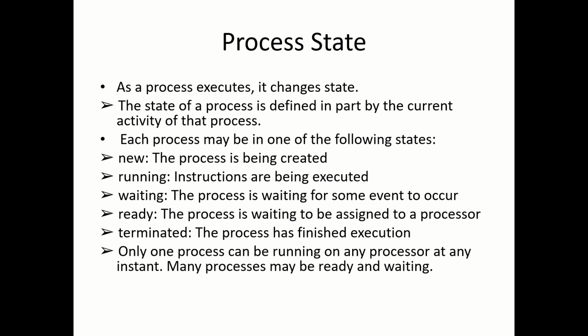What is a process? In an operating system, when we run any program or software, it becomes a process. In simple words, a process is nothing but a program in execution. Now, every process during its life cycle has to pass through some stages. The 5 stages of a process are new, running, waiting, ready, and terminated. Only one process can be running on any processor at any instant. Many processes may be ready and waiting.